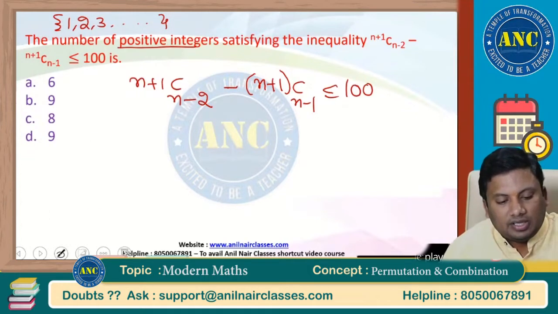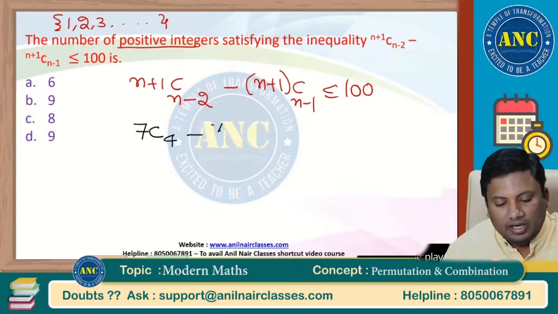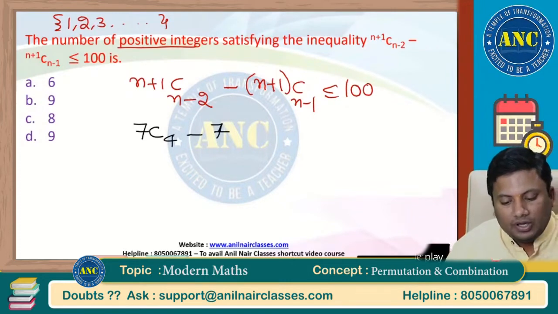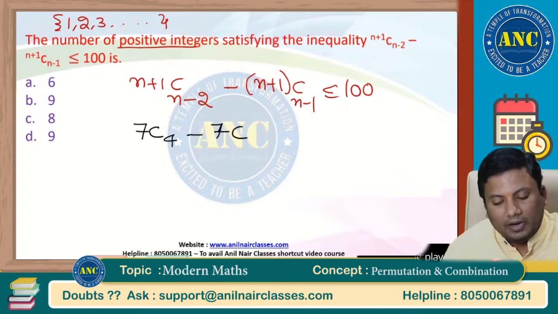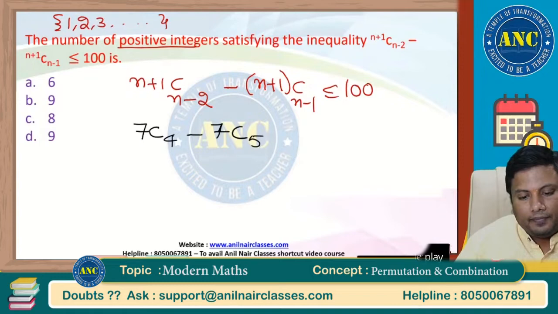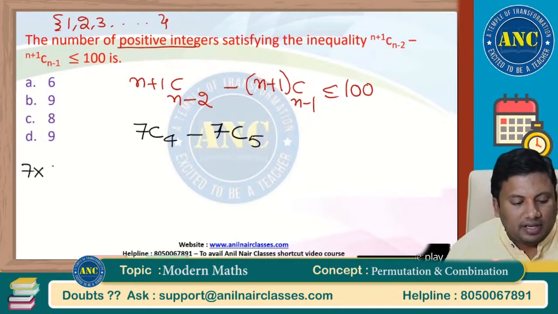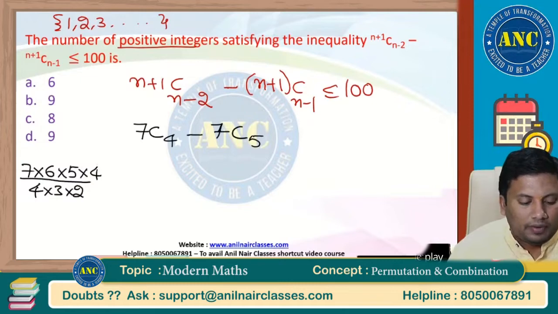First option 6. 6 plus 1 is 7. 6 minus 2 is 4. 6 plus 1 is 7, and 6 minus 1 is 5. I hope it is clear. n plus 1 C n minus 2 is nothing but 7C4. 7C4 is nothing but 7 into 6 into 5 into 4 divided by 4 into 3 into 2 into 1.